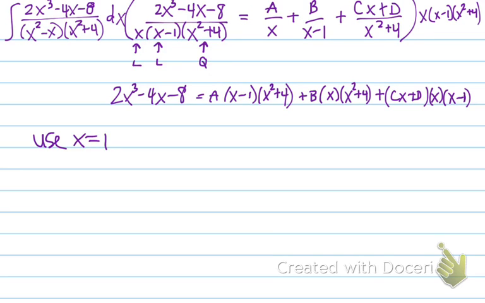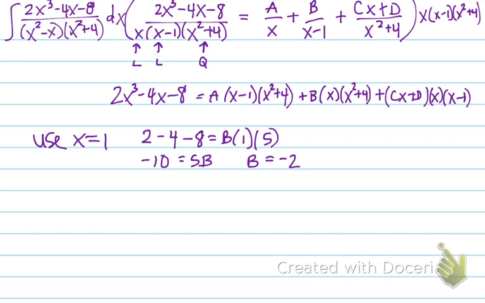So if I plug it into the left-hand side, I get 2 times 1 cubed is just 2, minus 4 times 1 is negative 4, minus 8 equals, the a term cancels, I'm left with b. I plug in 1 to x, so I get 1 times 1 plus 4, which is 5. So over here on the left-hand side, I have 2 minus 4 minus 8, so that's 2 minus 12, which is negative 10, equals 5b, which means that b equals negative 2. So that helped me get my b term.